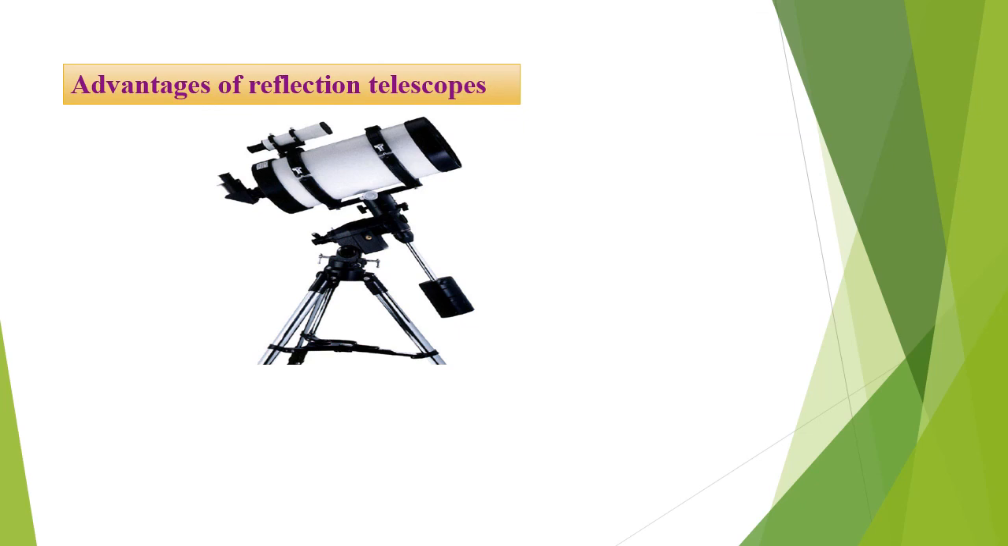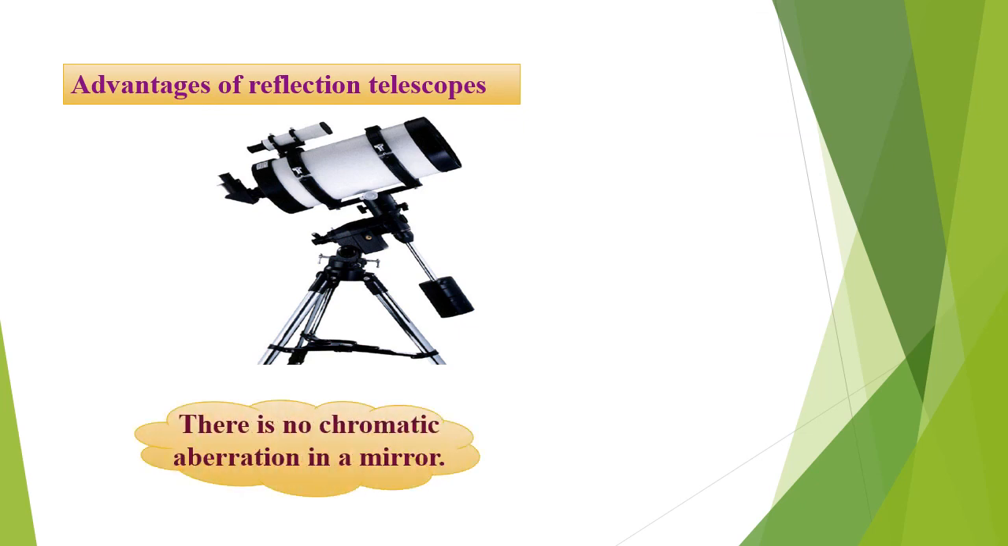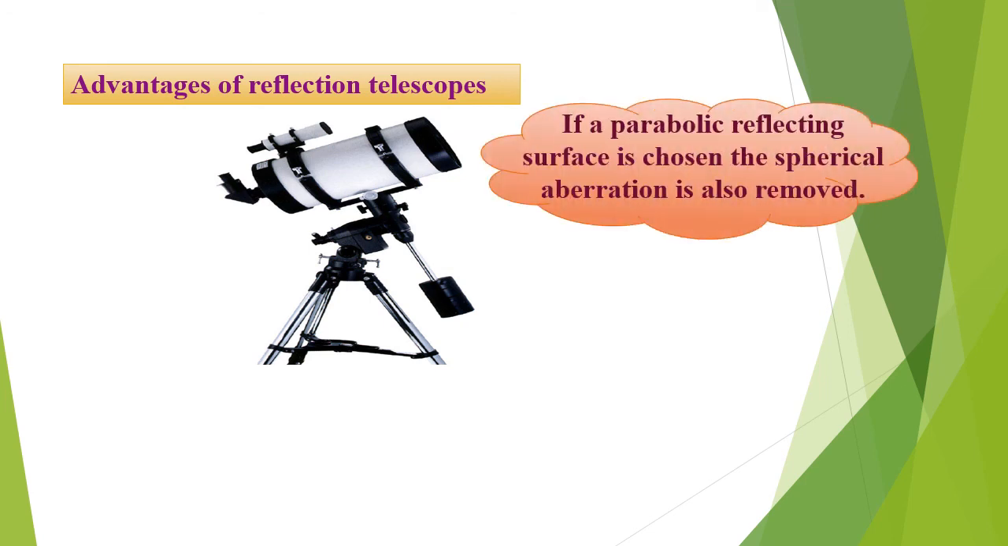Advantages of a reflecting telescope we are going to see. There is no chromatic aberration in the mirror. Chromatic aberration means splitting of colors, making the image appear in different colors. In the reflecting telescope there is no chromatic aberration because we are not using a lens as the objective. Therefore, there is no chance of color splitting. If a parabolic reflecting surface is chosen, the spherical aberration is also removed. Because of a spherical shape, aberration takes place, and that can also be removed if we use a parabolic reflecting surface.